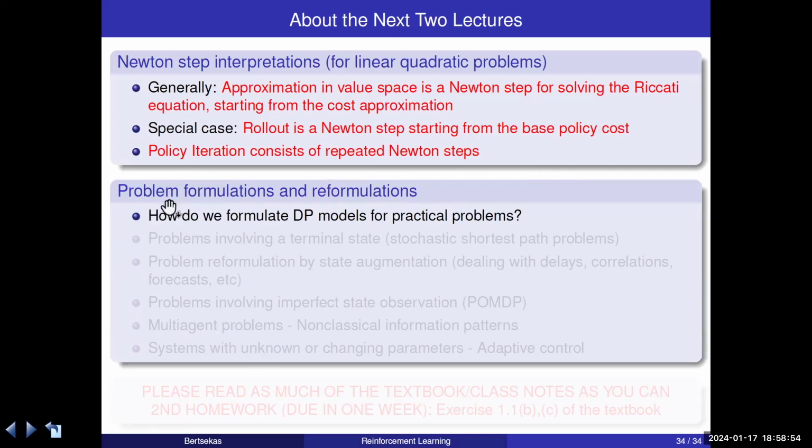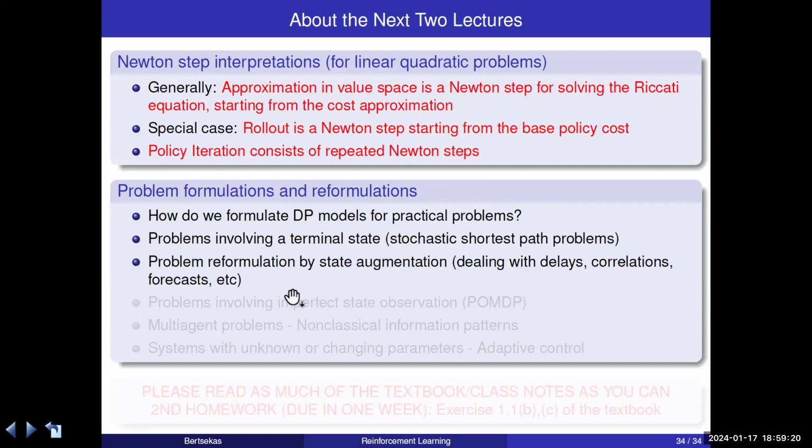Then I'm going to take you on an overview journey over the different types of problems that people look at in dynamic programming and approximate dynamic programming and reinforcement learning. There's the issue of how do we formulate dynamic programming problems in practice. We're going to discuss problems involving a terminal state, such as stochastic shortest path problems that I alluded to. We're going to discuss a general technique called state augmentation that allows complicated problems to be reformulated in the format of the problem that we have considered.